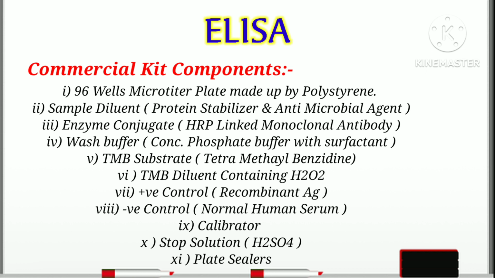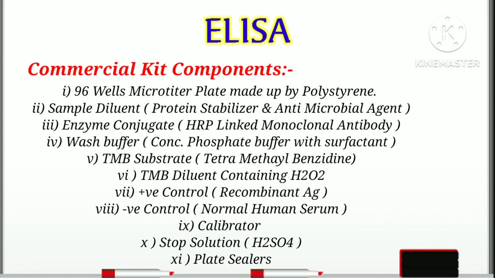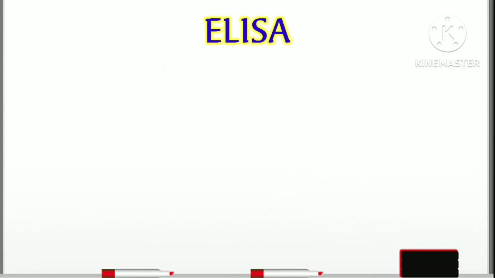tetramethylbenzidine or TMB substrate. Number 6, TMB diluent containing hydrogen peroxide. Number 7, positive control. This is the recombinant antigen. Number 8, negative control. This is the normal human serum. Number 9, calibrator. Number 10, stop solution containing H2SO4. And number 11, plate sealers.